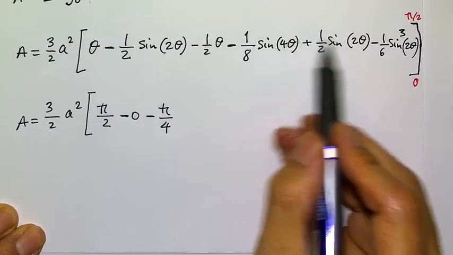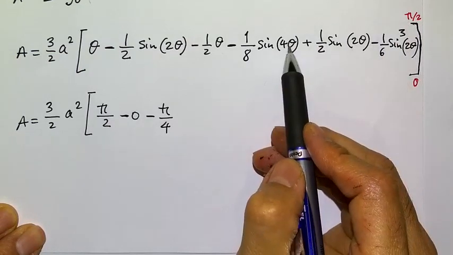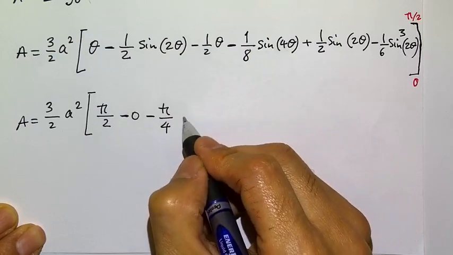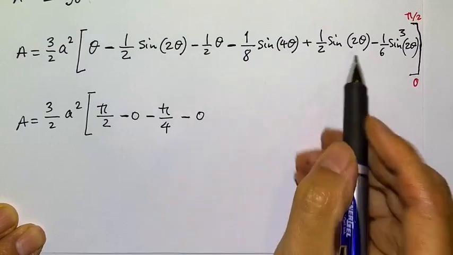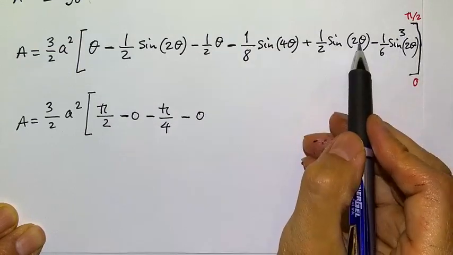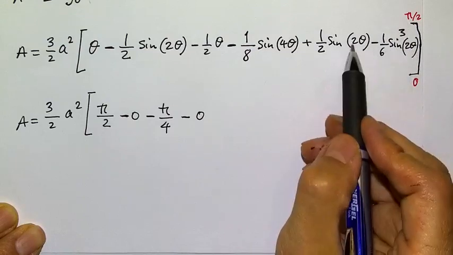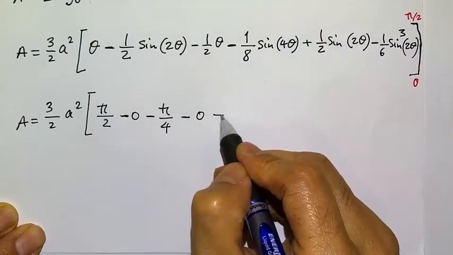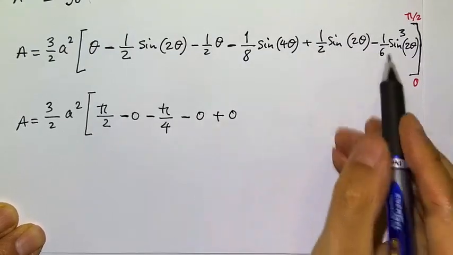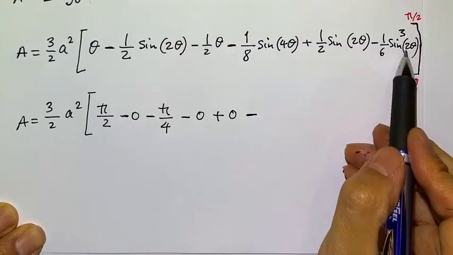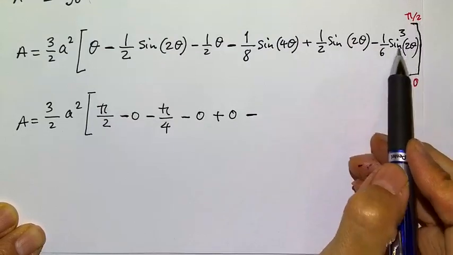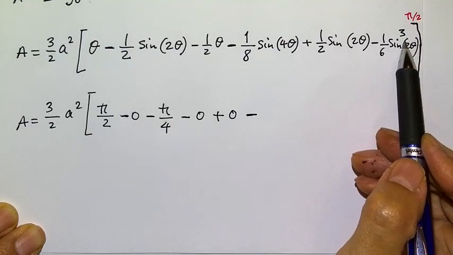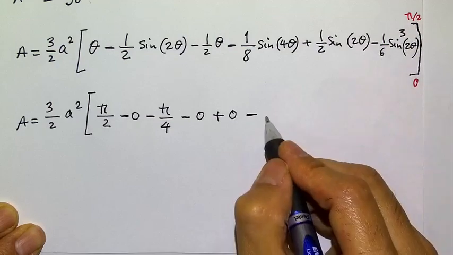For theta will be 4 times pi over 2. That will be 2 pi after we simplify. Sine of 2 pi is 0 times minus 1 over 8 is minus 0. Sine of 2 theta, again, reduces to sine of pi. Because the 2's cancel out, we get pi. Sine of pi is 0 times 1/2 is 0. So plus 0. Last one, sine of 2 theta, the same story. We end up with sine of pi after simplifying, which is 0. 0 cubed is 0 times minus 1 over 6 is 0.